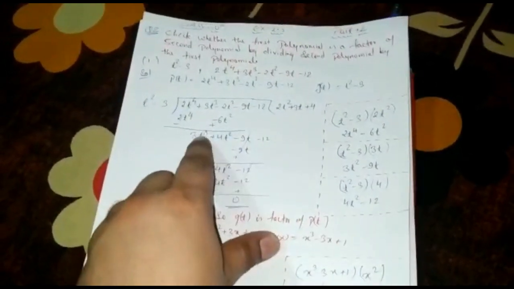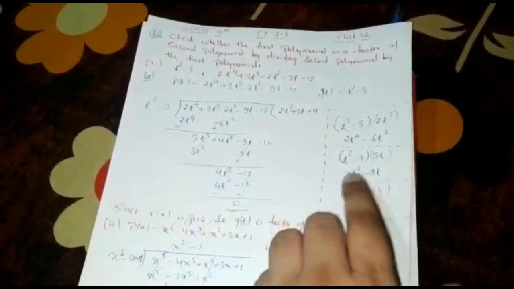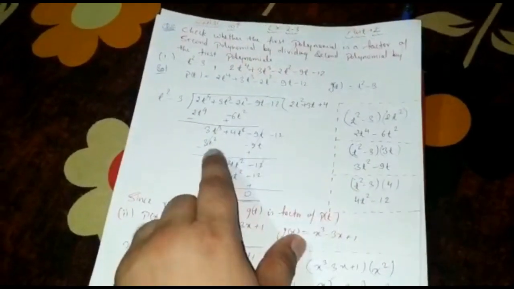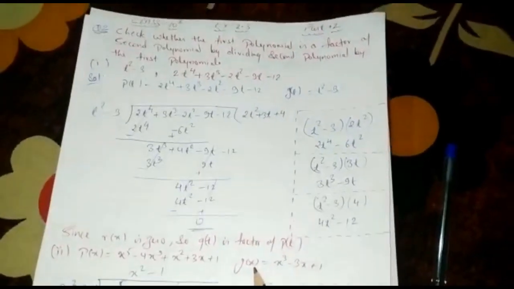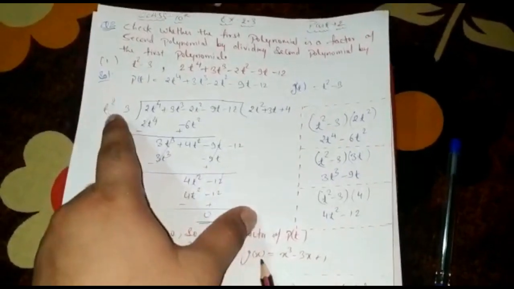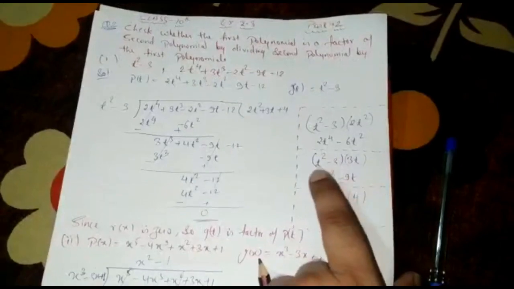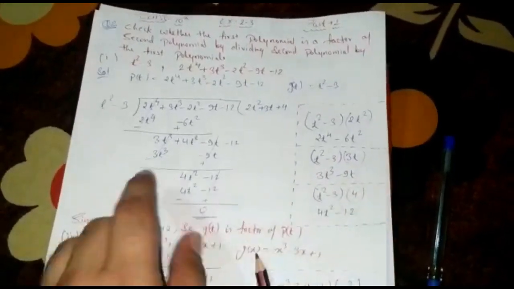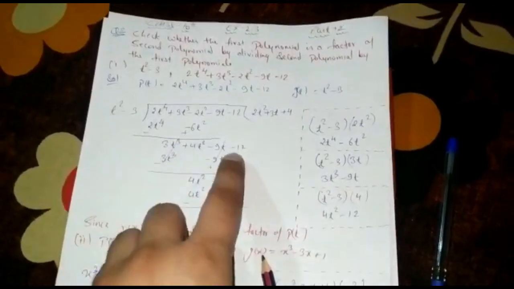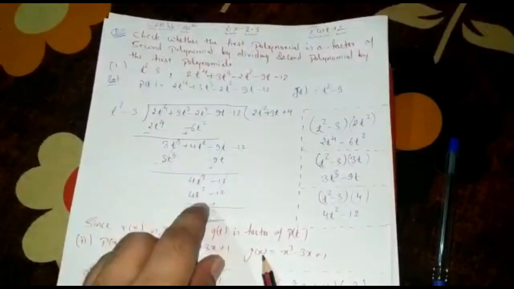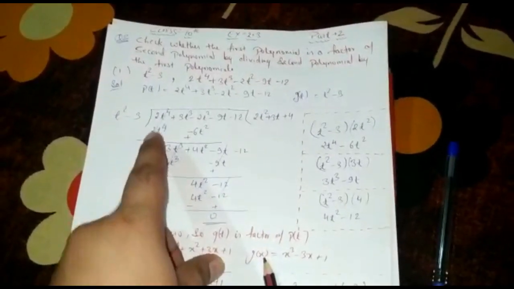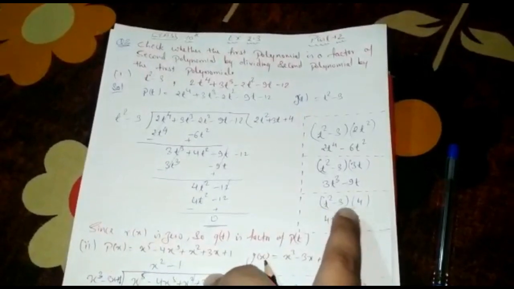So we have to get what? 3t cube. To get 3t cube, we have to multiply t square minus 3 by 3t. It will give 3t cube minus 3 into 3, 9t. So 3t cube minus 9t. When we change the sign, this will also cancel out, and the remaining portion is 4t square minus 12. So we have to multiply t square minus 3 by 4.